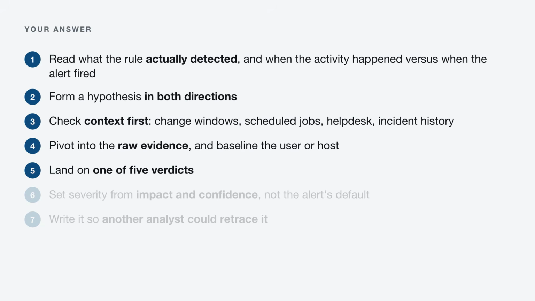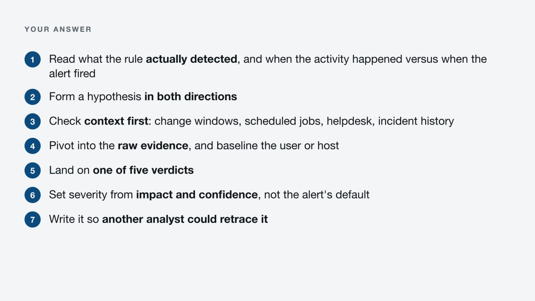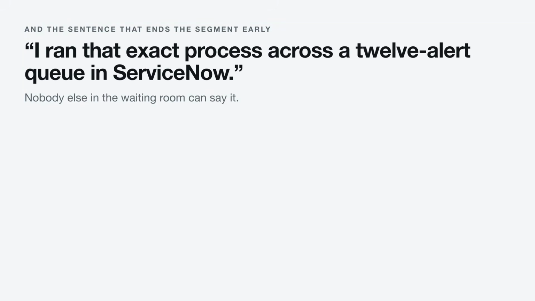I land on 1 of 5 verdicts: true positive, false positive, duplicate, escalate, or insufficient data with a specific collection plan. I set severity from impact and confidence, not from the alert's default. And I write the verdict so another analyst could retrace it. Evidence named, alternative ruled out, action attached, and then the last line. And I ran that exact process across a 12 alert queue in ServiceNow. So I'm happy to walk through any verdict in detail. That's the one that ends the interview segment early, because nobody else in the waiting room can say it. Practice the whole answer out loud twice, and it's yours forever.